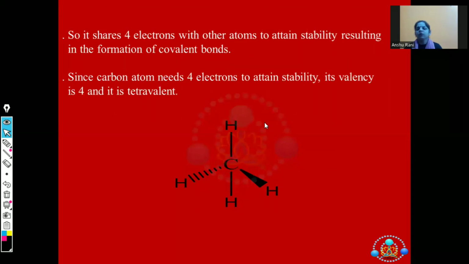Carbon is sharing 4 electrons, completing its octet and attaining a noble gas-like configuration. So it will become stable.